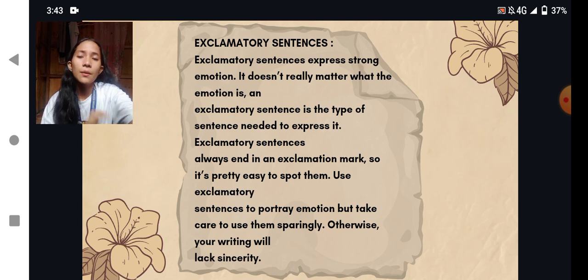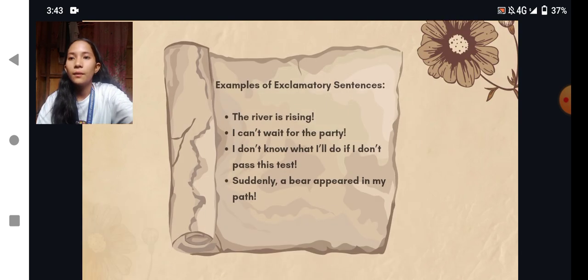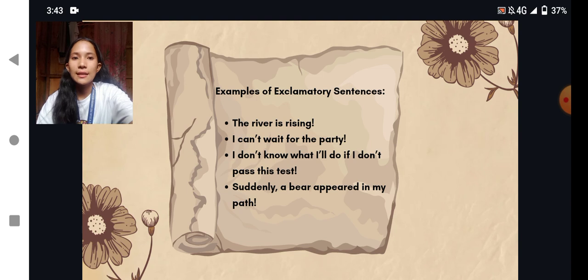When we say exclamatory, these sentences are used to express strong emotions or convey excitement. So it always ends with an exclamation mark. It expresses a sense of urgency or enthusiasm. So, for example, the river is rising! It is an exclamatory sentence because it expresses a sense of urgency or concern about the rising water.